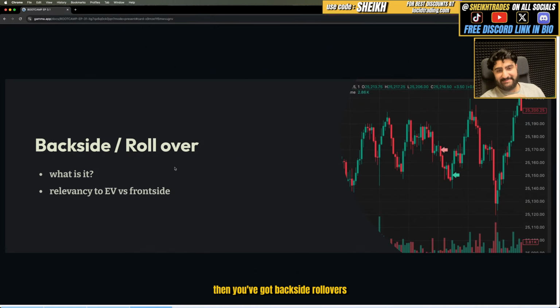Then you've got backside rollovers. You'll see me talk about backside rollovers a lot as well. What are backside rollovers? Backside rollovers is the backside of the move. You've got the front side and the backside. The backside is when a price is moving up.